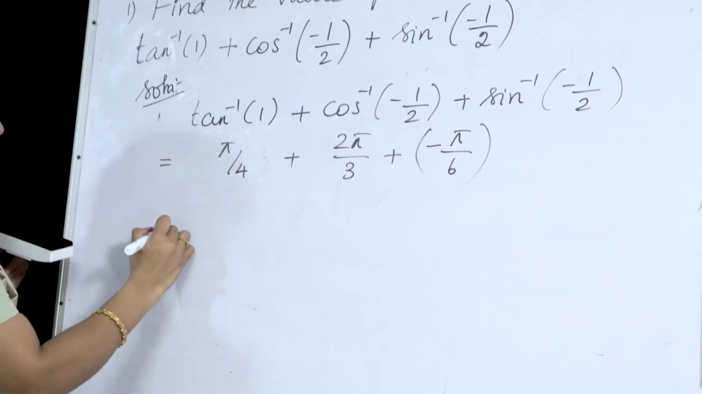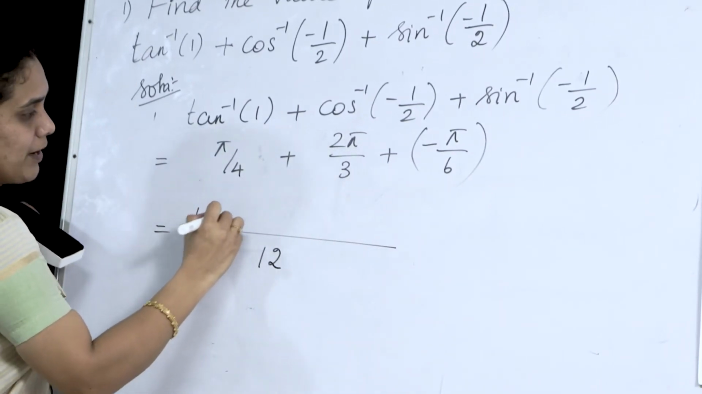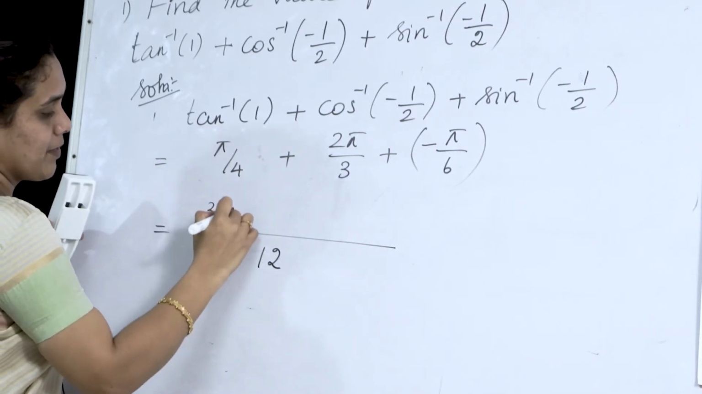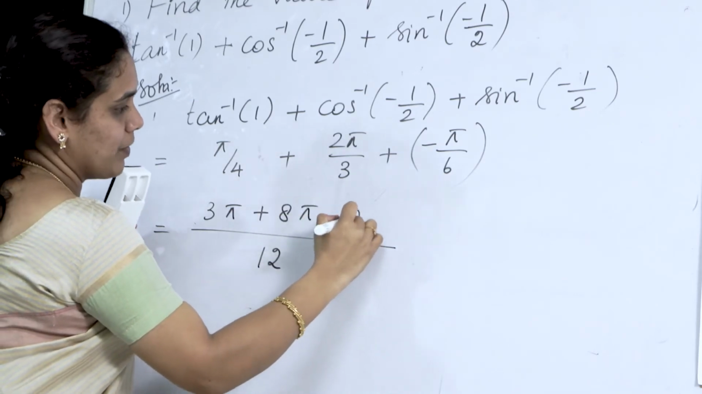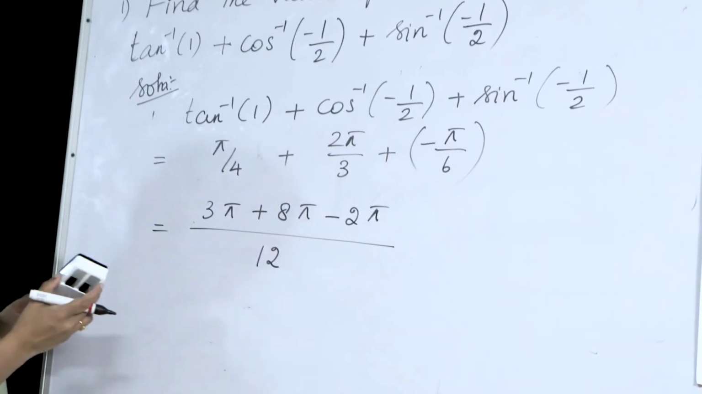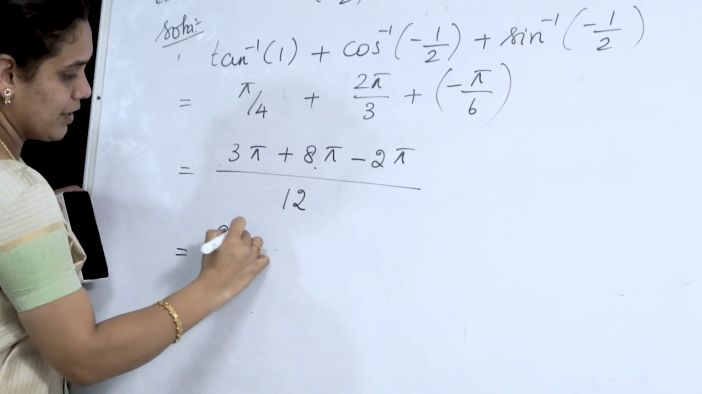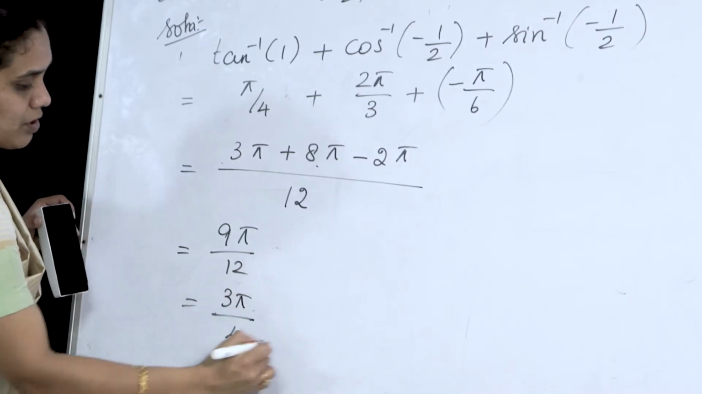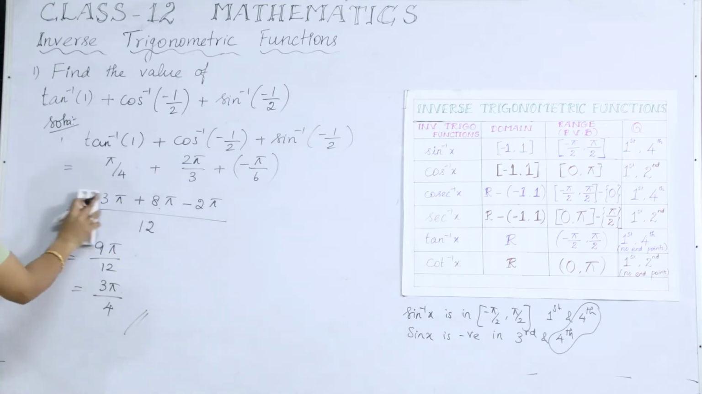Alright, take LCM now. 12 is the LCM. So we get 3 pi plus 8 pi minus 2 pi. Right? Okay. So this is 11 minus 2, 9 pi by 12. So if you simplify this, you get 3 pi by 4. So this is our answer. Alright? Okay. So let's move on to the next problem.